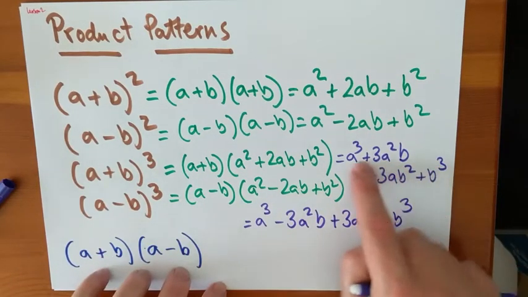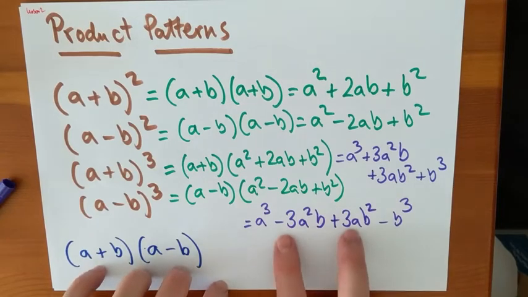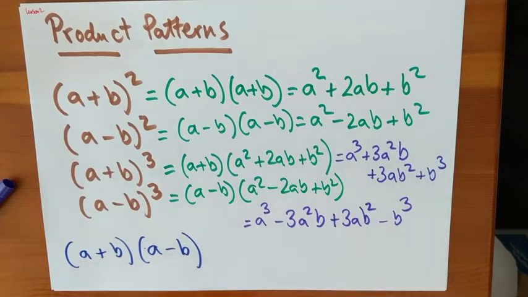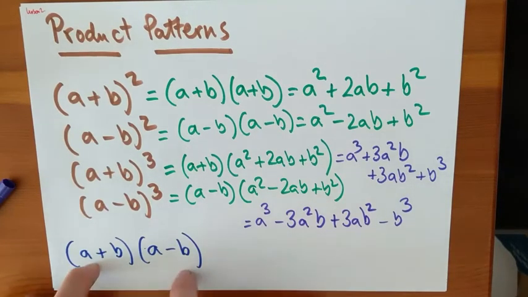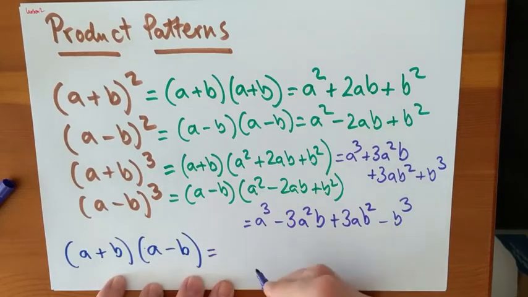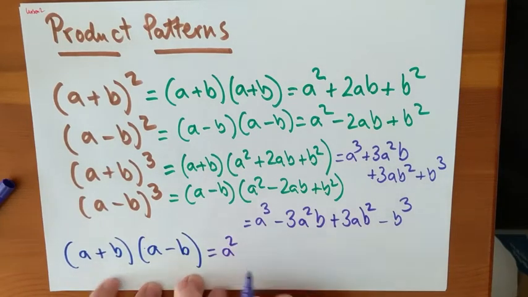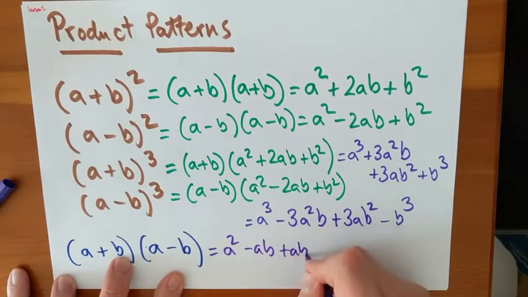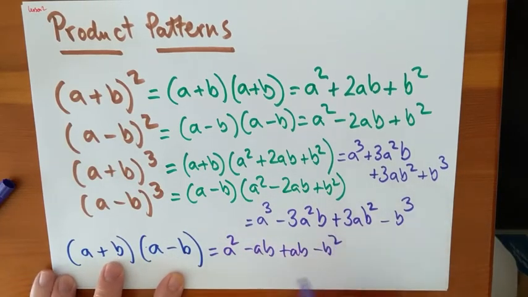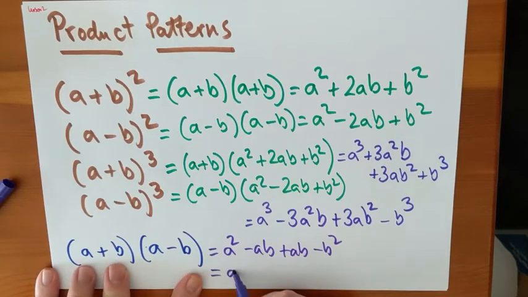So this pattern looks a lot like this, but it has 1 plus and 1 minus. Lastly, it's worth talking about one that's a classic that you've come across before. This is the difference of two squares. If you have an a plus b times an a minus b, you always end up with a squared minus ab plus ab and then minus b squared. And so the bits in the middle cancel each other out. So you get a squared minus b squared.